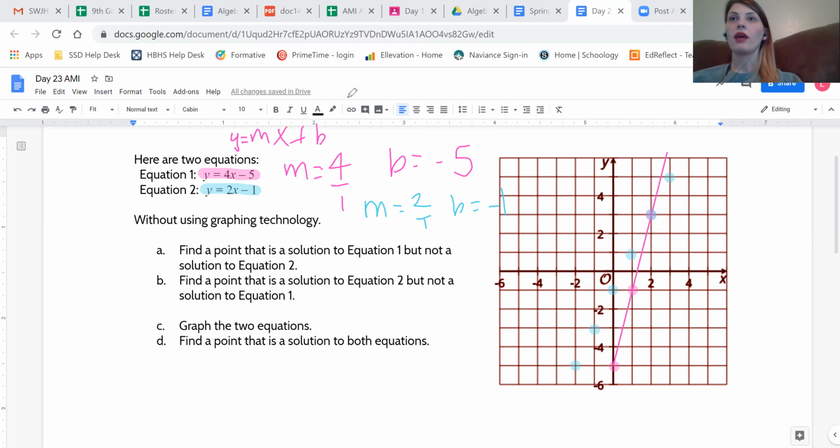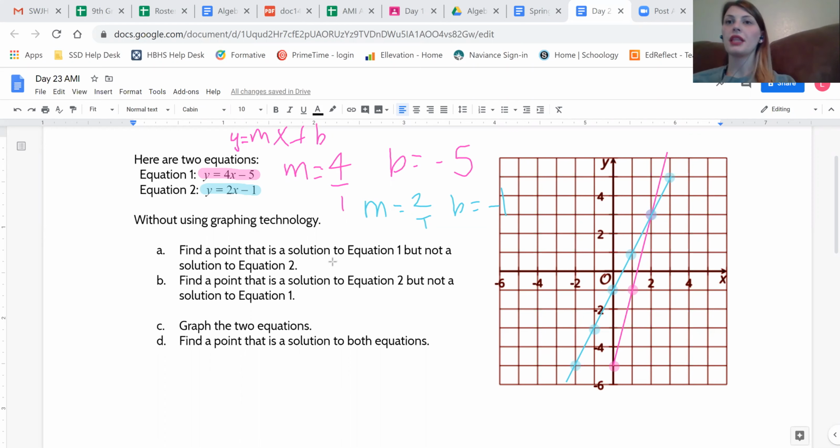And then we can graph it. The only thing I don't like about this is it doesn't have arrows, and those arrows are important to show that the graph goes on and on forever. But here we go. We have our two lines.